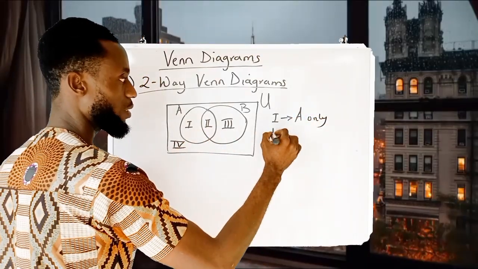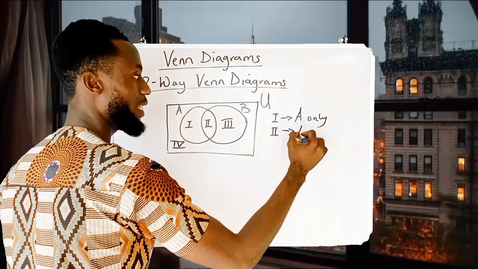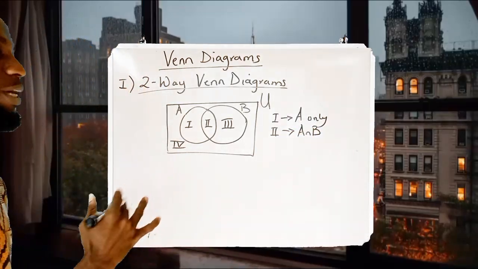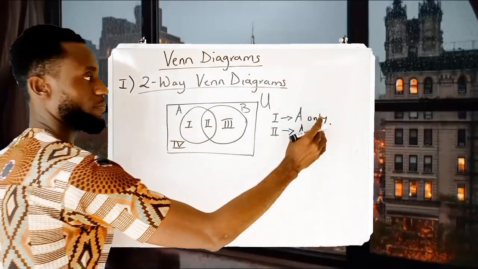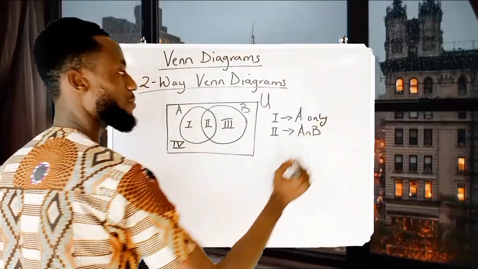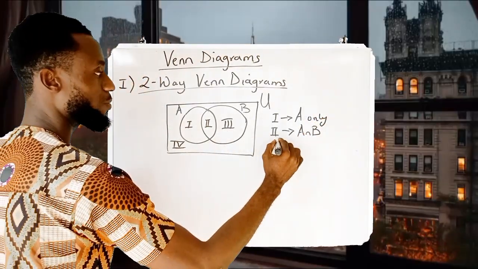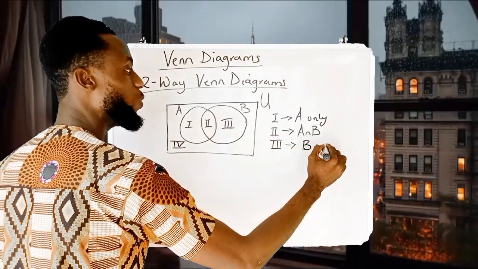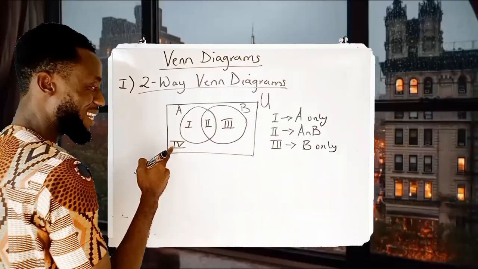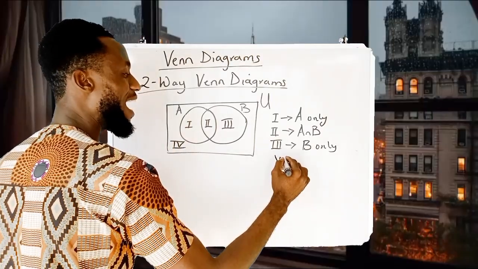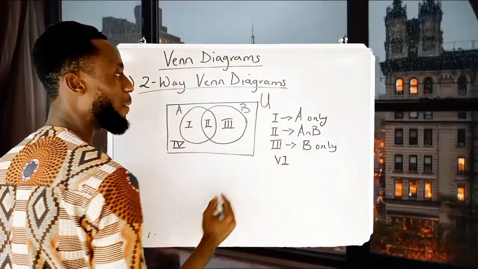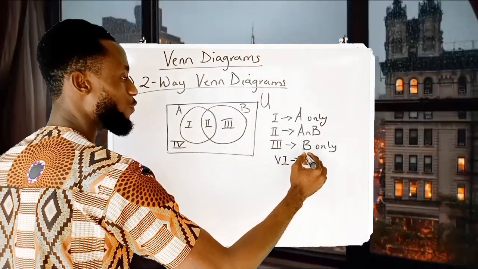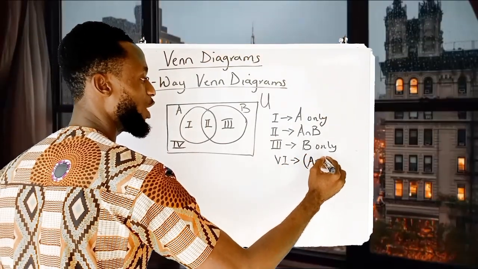This second one is called A intersect B. So this is where the common elements between them are kept. Then this third region is for B only. And the last region is for the people that did not take part in A or B. So usually we call them the complement of A union B.